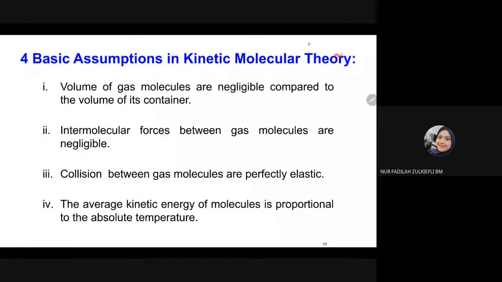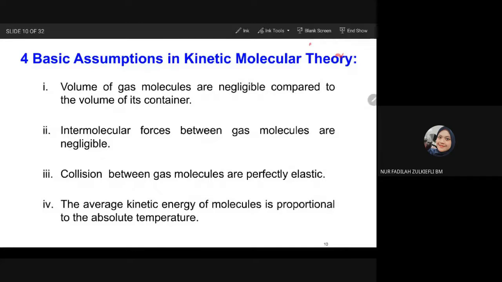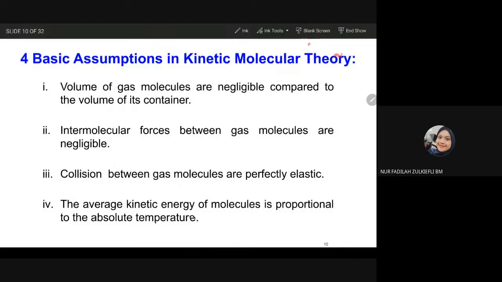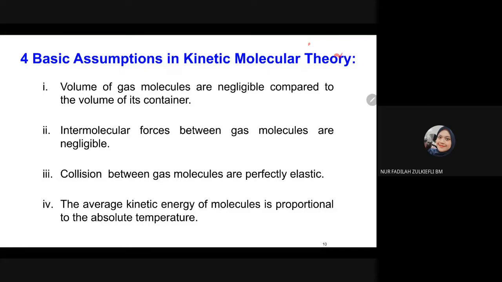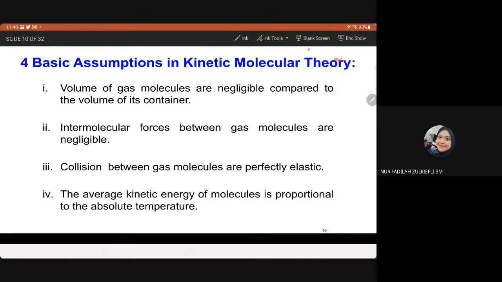The first one, teacher nak explain tentang the volume of gas molecules are negligible compared to the volume of its container. Ini ayat yang skema. Dalam international books pun, dia tulis macam ni. Tapi apa sebenarnya dia nak ceritakan kat sini adalah, okay, dia macam ni. Contoh kat sini senang.